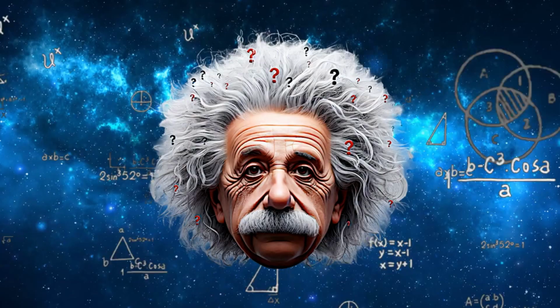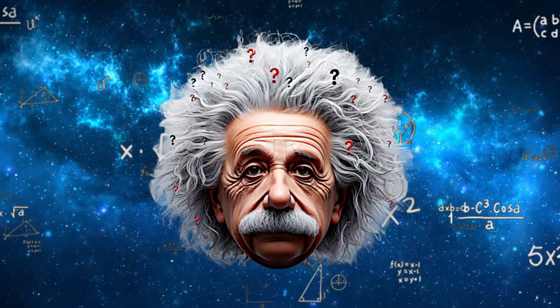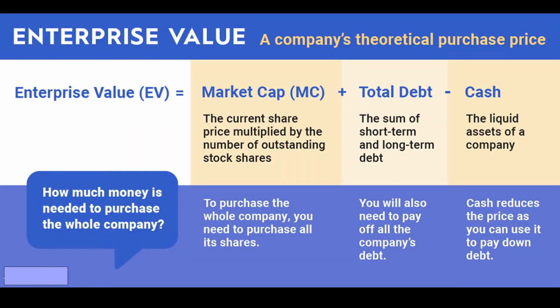The formula of calculating enterprise value looks simple. It's market capitalization plus total debt minus cash. Cash is subtracted since it reduces the net cost of acquisition.